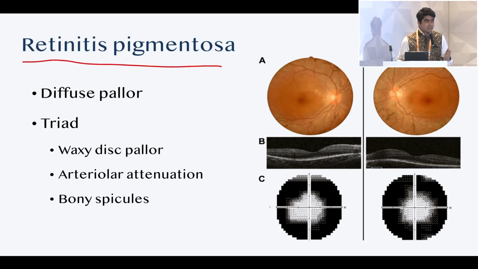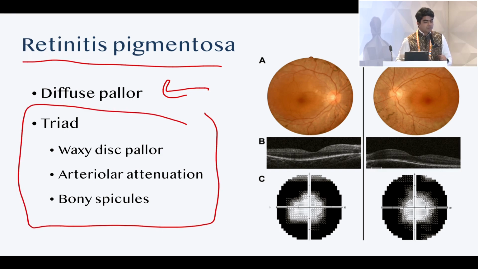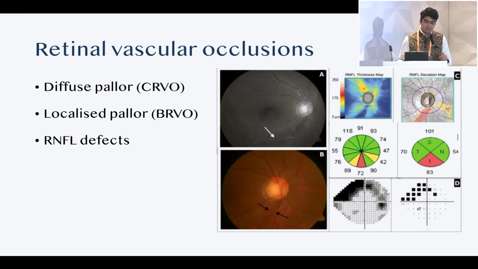So one classic example is retinitis pigmentosa, which was also covered in the previous talk as well. In this case, we see diffuse pallor with a very notable triad of arterial attenuation and bony spicules. Taking a wider look at the fundus, looking for bony spicules in the periphery, helps us differentiate, because in these cases, fields do not give us a reliable example.